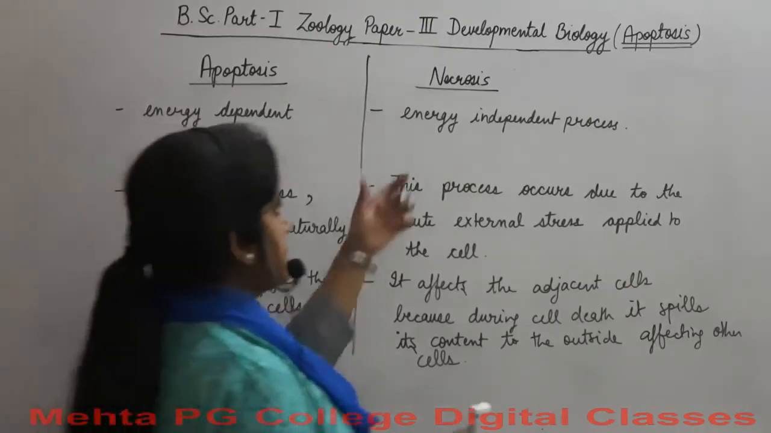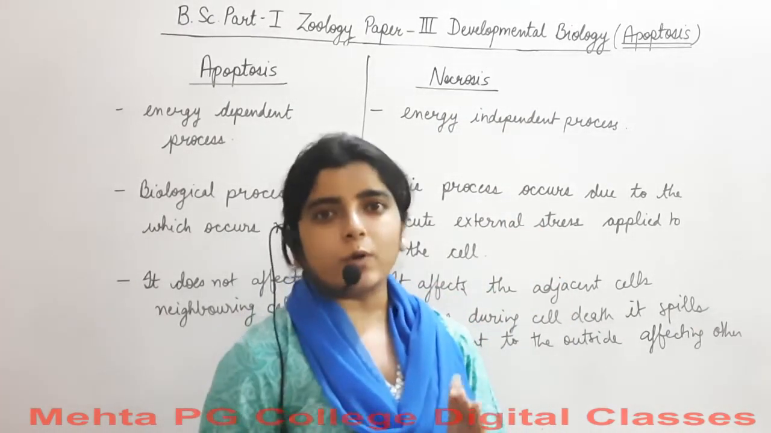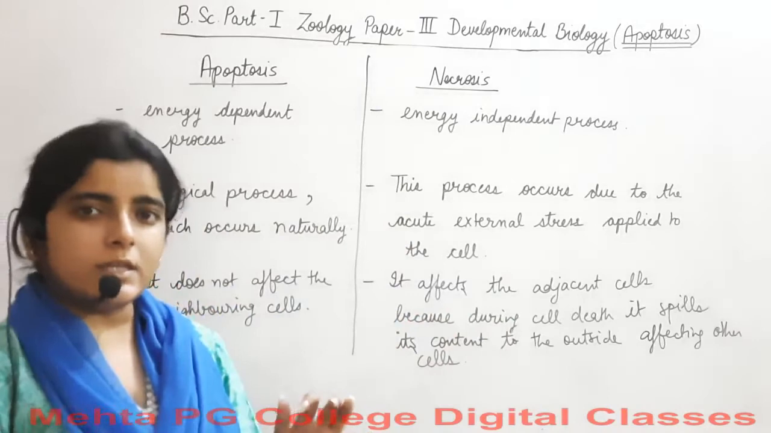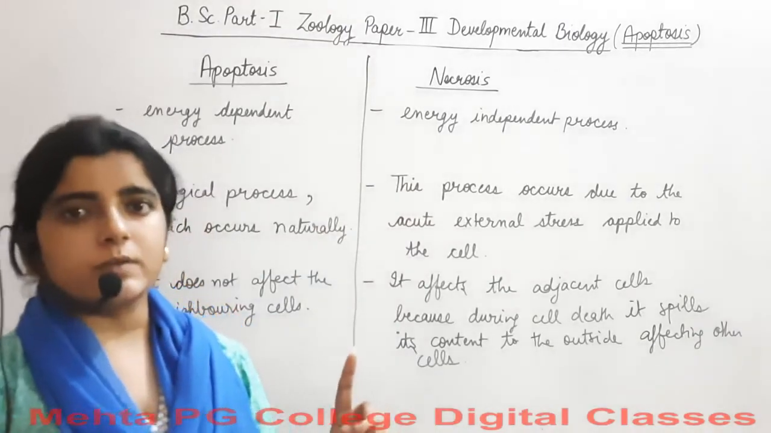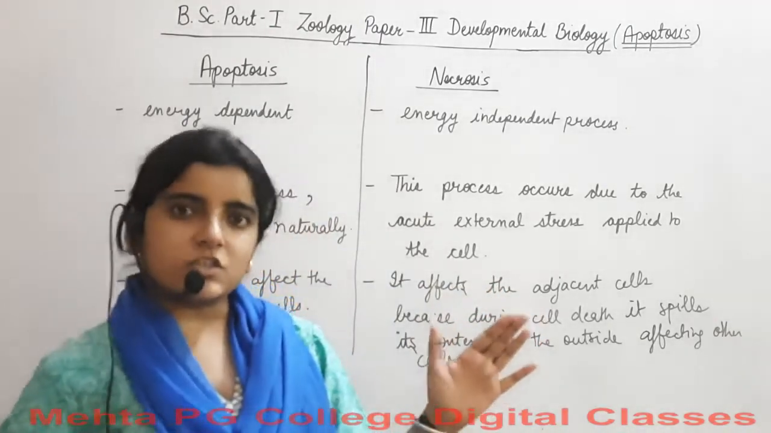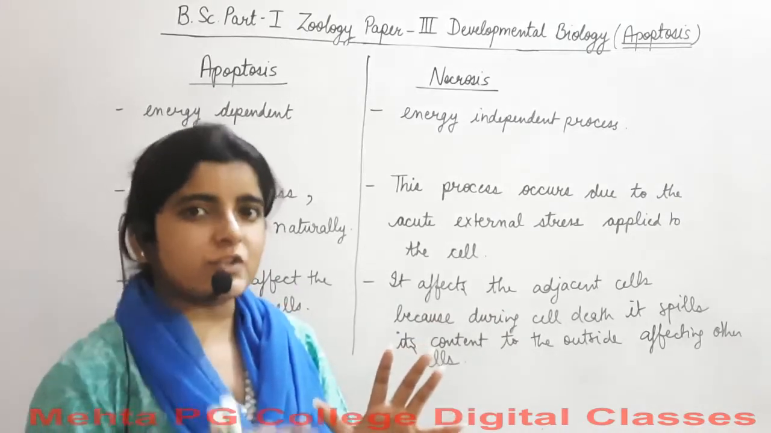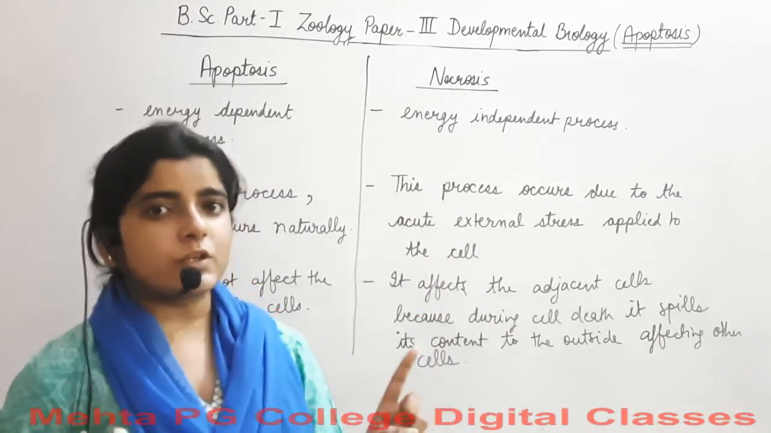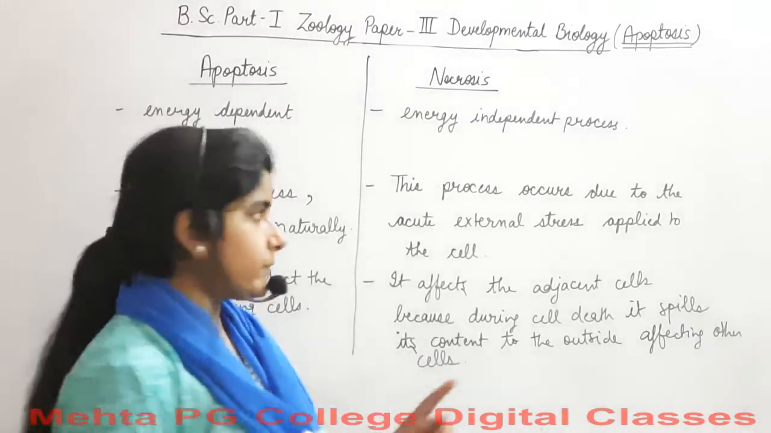So first we will discuss what is necrosis. It is just, we can say, an energy independent process. That means ATP or any kind of energy is not needed in this process, right? Secondly, it is not a biological process. It is not a general process. It just occurs when there is external stress to the cell, right? External stress, external pressure is applied to the cell, then the necrosis process occurs. So it is not a biological process, not a general process. It is just occurring due to the external stress, right?